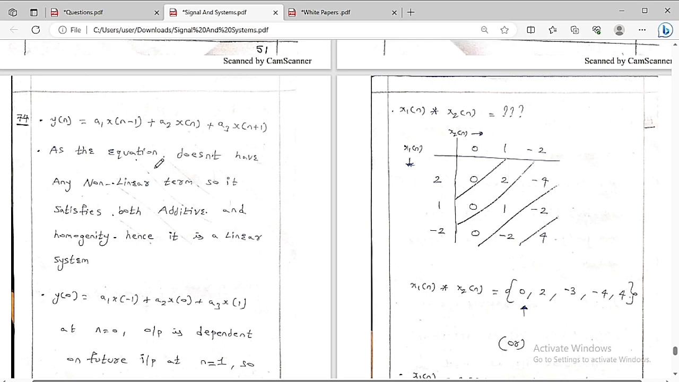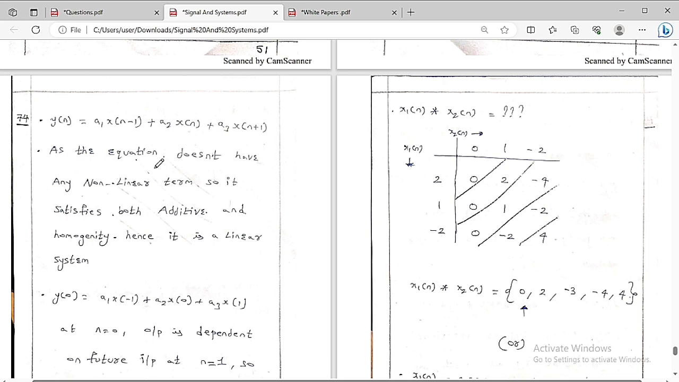y of n is equal to a1 into x of n minus 1 plus a2 into x of n plus a3 into x of n plus 1. The given system is said to be linear because there are no non-linear operators like square, cube, 1 by 2. There are no fractions like that. So we can say, as the equation does not have any non-linear term, it satisfies both superposition as well as homogeneity. Hence we can say it is a linear system.